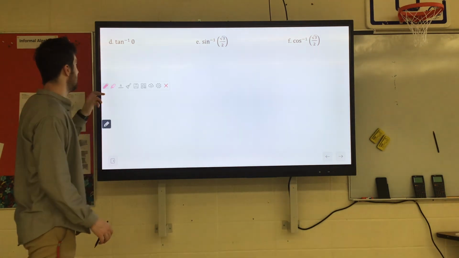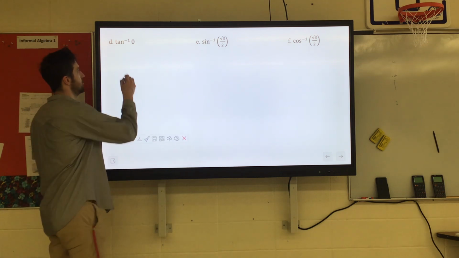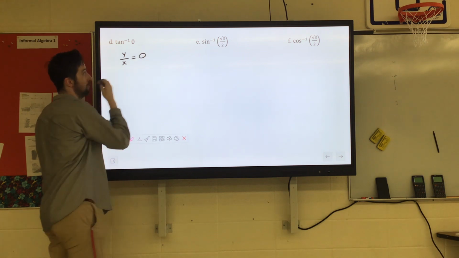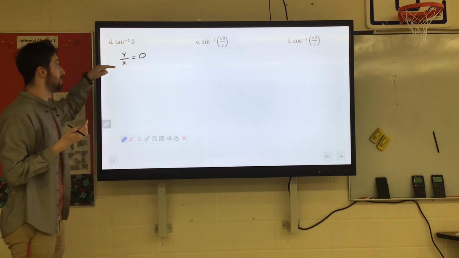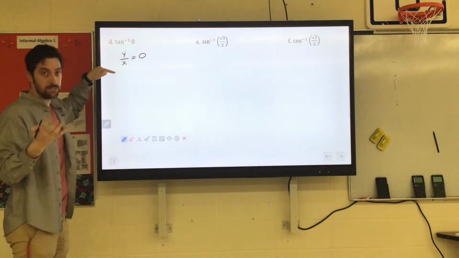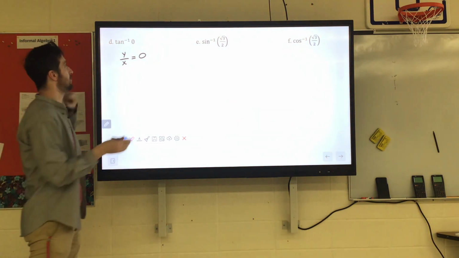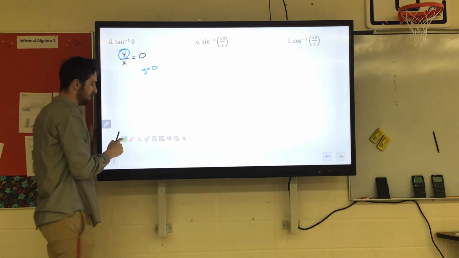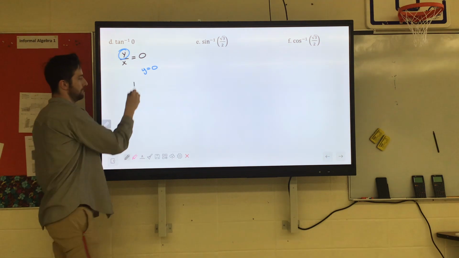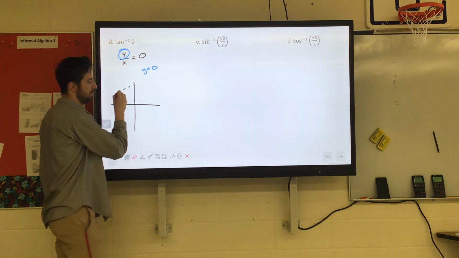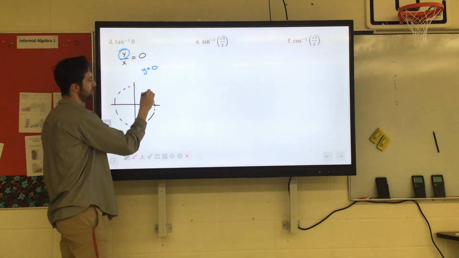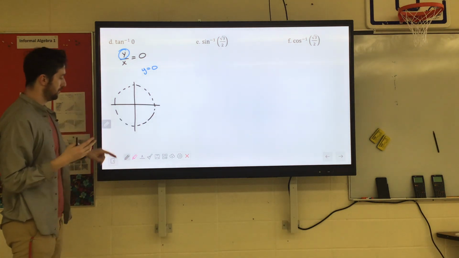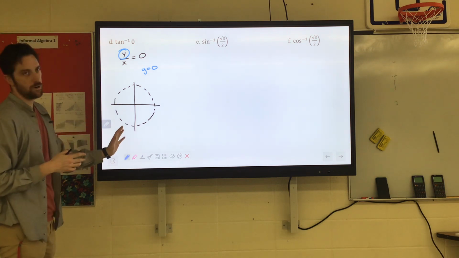All right, we have the tangent equal to 0. Now, tangent is y divided by x, and they're saying this comes out to 0. Now, if I had 0 in the denominator, that would be undefined. We can't divide by 0. So this 0 means that y would have to equal 0. So we're looking for spots on the unit circle where y equals 0. Anytime y equals 0, that's going to happen at one of the quadrantal angles.